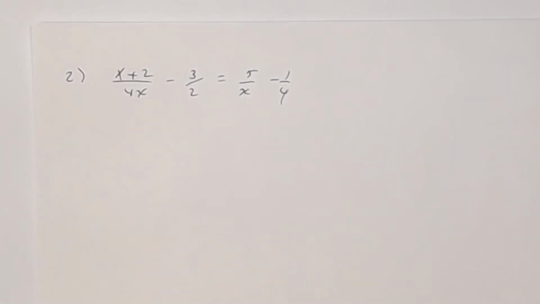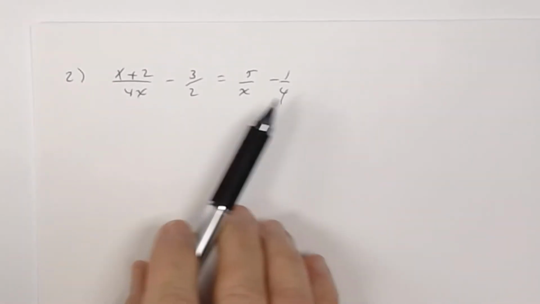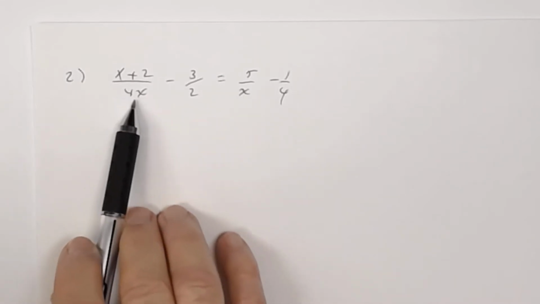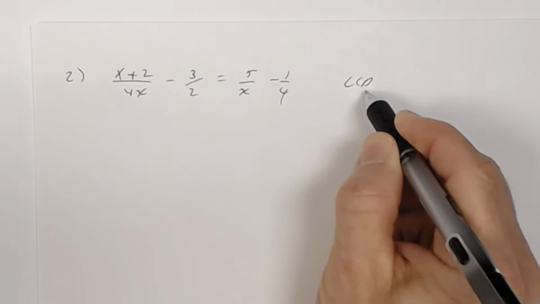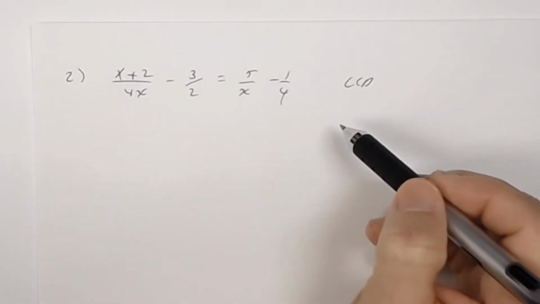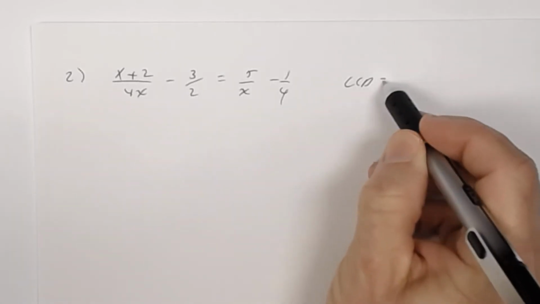Okay, so number 2, again, you have this rational equation. And so you have fractions here. You have at least one rational expression. In fact, you have many. And you want to, first of all, find the least common denominator. So you want to solve this equation by first clearing the fractions. So to do that, you're going to multiply both sides by the least common denominator.